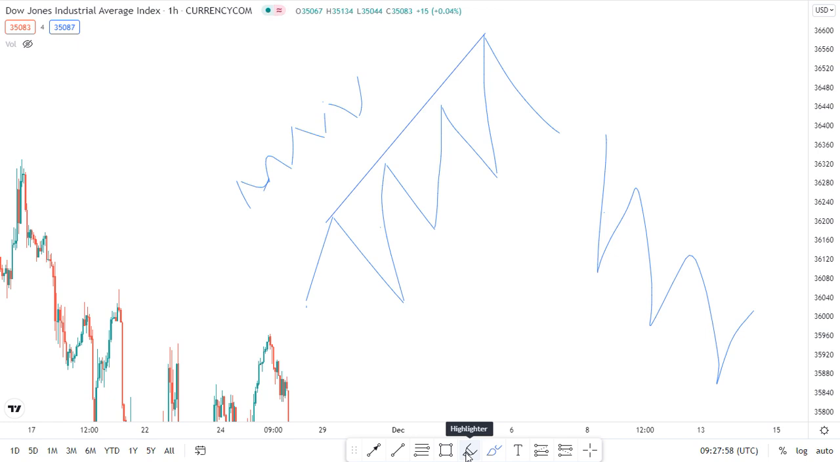So let's go downwards on a bullish trend.